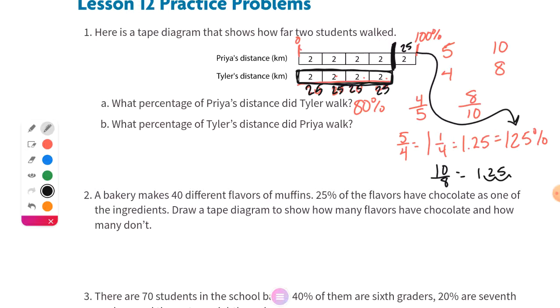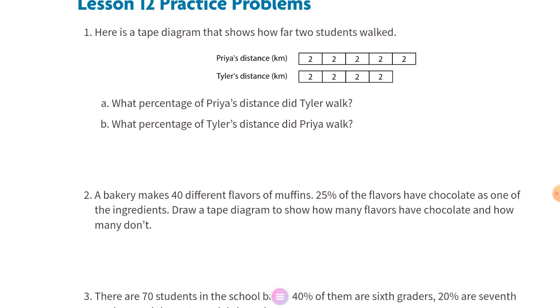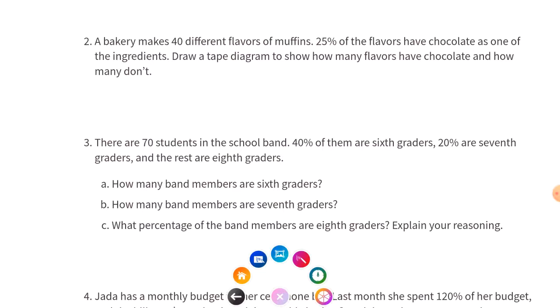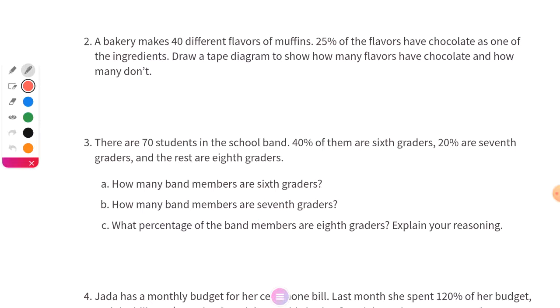Okay, number 2. A bakery makes 40 different flavors of muffins. 25% of the flavors have chocolate as one of the ingredients. How many flavors have chocolate and how many don't? Who can put that into the phrase that I've been trying to get you to pick out? Leo. 25% of 40. Okay, 25% of 40 equals blank. And I know that 40 goes here because it says 25% of the flavors. How many flavors are offered? 40. Okay, that's how I set it up.